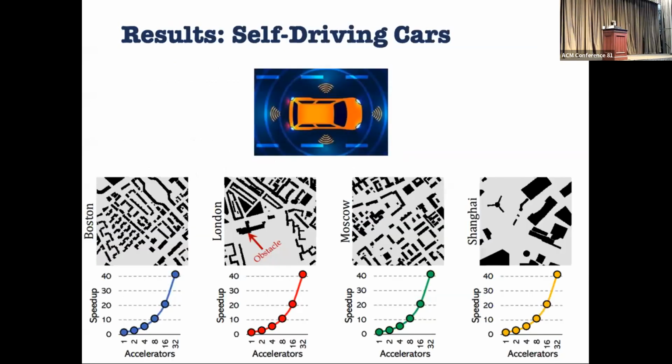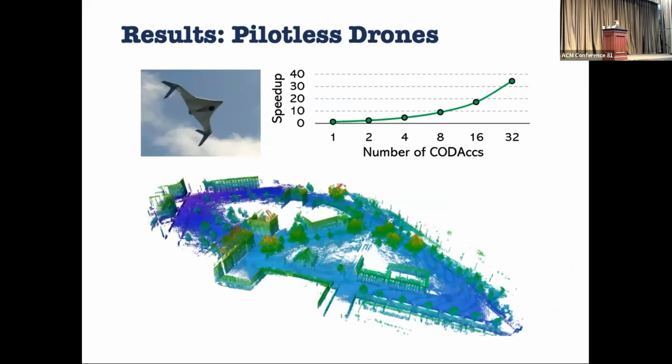These are the results for the self-driving car application navigating in a 2D environment. We have chosen the benchmarks from maps that are snapshots taken from these cities. As the results show, we have around 40x performance improvement with a run ahead of 32. Run ahead of 32 means that at every step, we predict the next 32 nodes, so we can parallelize their collision detections with the current node. We also evaluate a pilotless drone navigating in a 3D benchmark environment, and we again see speedups that reach around 34x with 32 accelerators.